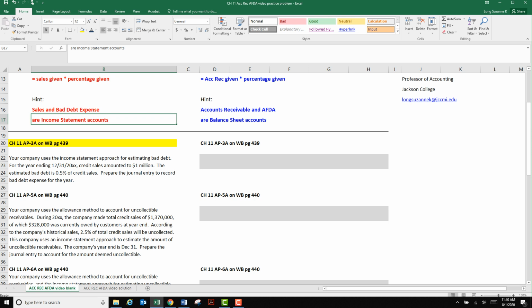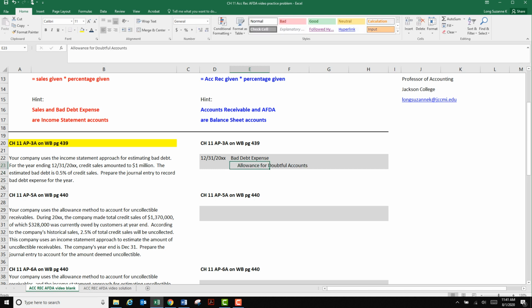Okay, let's say you've never seen this before. They said year end, so we're going to do year end, and the journal entry to record bad debts is bad debt expense. Shocker, right? It's one of those times in accounting where it makes sense. Okay, and then the offset is your AFDA, and I'm going to type it out. Allowance for doubtful accounts, and that's exactly what it is.